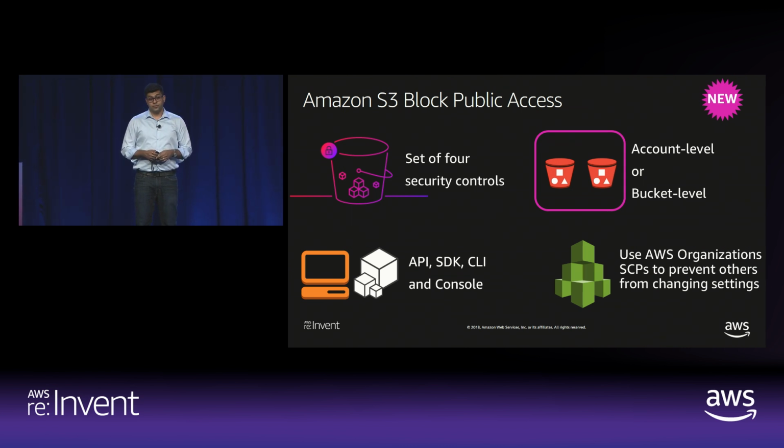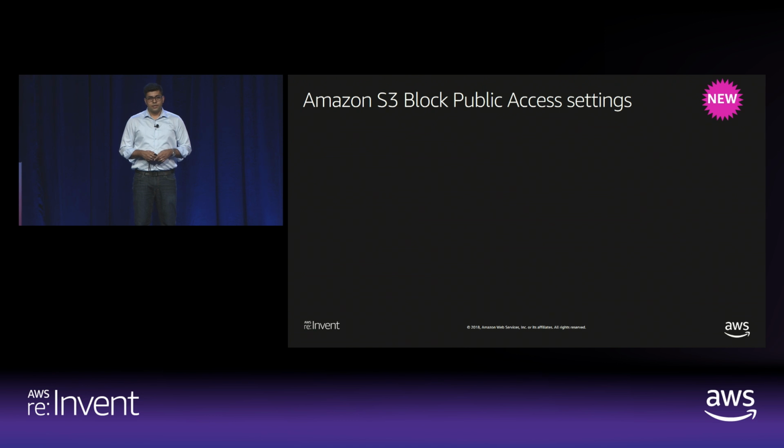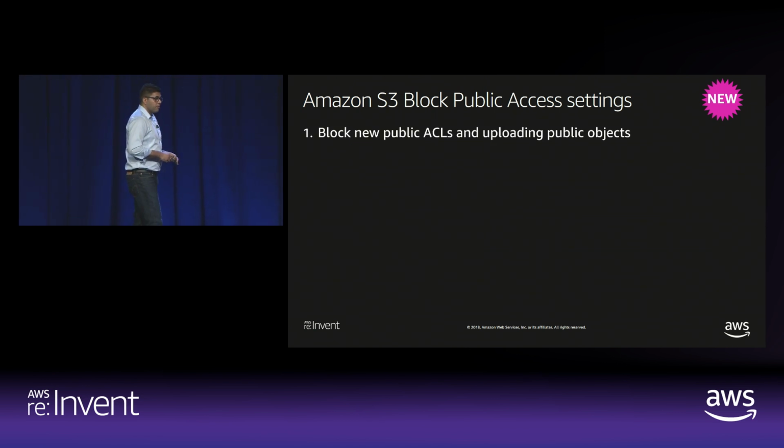So let's go through each of these settings. The first setting blocks new public ACLs on buckets and objects, and it also prevents anybody from uploading an object that has public ACLs. So you should use this setting for future use cases where you don't want anybody to update an ACL on a bucket or an object, and you don't want other applications, for example, to upload objects that have public ACLs.